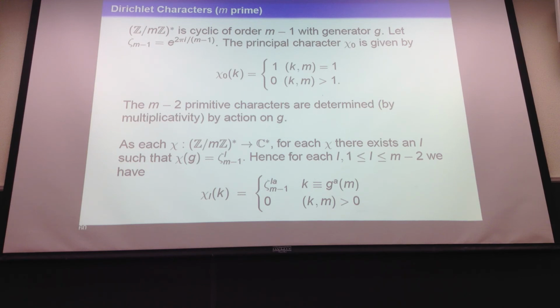If we look at Z mod mZ star, if m is a prime, this group is cyclic. And so if it's cyclic, it's generated. I can write every element as a power of the generator. And the generator is going to be an m minus 1 root of unity. And so now all I do for my different characters is they just raise the generator. It has to map it to something of absolute value 1. Because it's a group homomorphism, there's not that many choices. And so it turns out it just raises the generator to the Lth power.